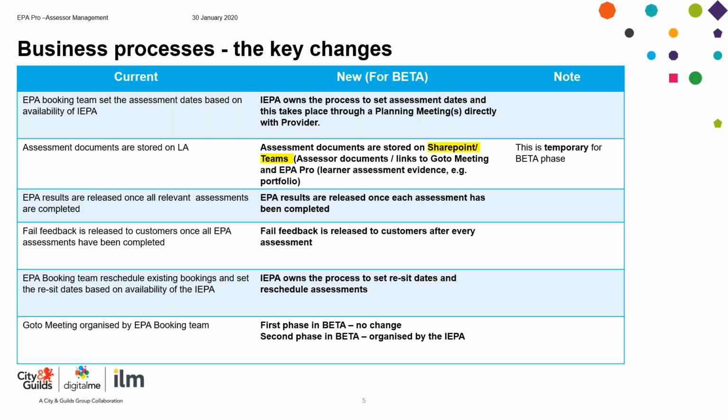Now, for the first phase, we've said that is how it stands in beta. That's not going to change. Although some of the processes around how that's done might change, and some of the forms that you're asked to complete will change. We're going to review how that works through beta to see whether it's possible for the IEPA to do that directly and more efficient and easier for them. So we'll be looking at that.